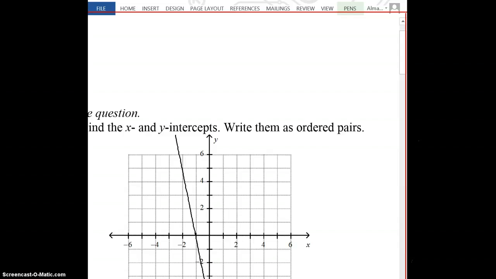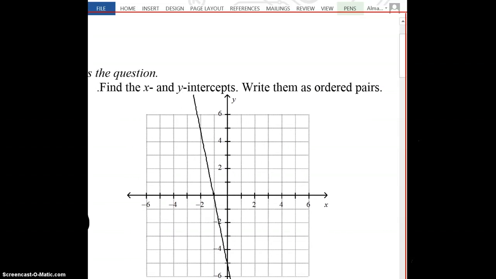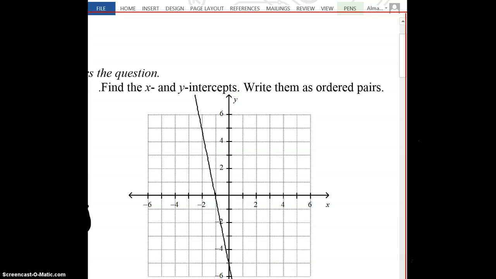Number 3. Find the x and y intercepts. Write them as ordered pairs. Remember, the x-intercept is where the line crosses the x-axis. So here's the x-axis, here's our line, and this is where they cross. So the x-intercept is at -1. The x-intercept is at -1, so that's either C or D. I'm going to cross out A and B. And the y-intercept, that's where the line crosses the y-axis, is at -5. So our answer has to be D.